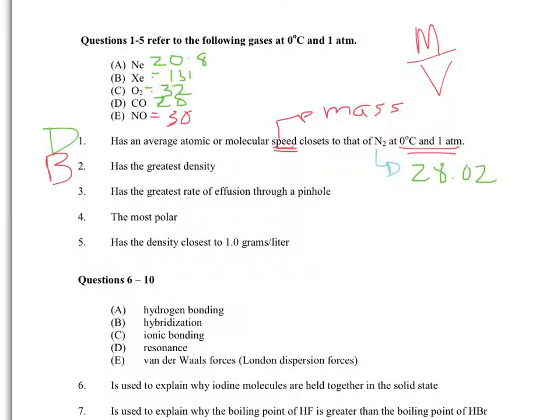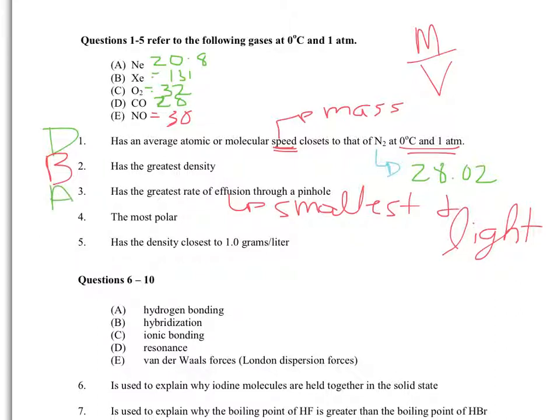Has the greatest rate of effusion through a pinhole. Effusion is like a cologne or like it's pressurized, so it's the small gases get out. So it has to do with the smallest and lightest. So who would that be? Would be neon. Let me just double check, make sure. I keep forgetting where we are. What quiz are we on? 14.3 is A. It is neon. Very good.